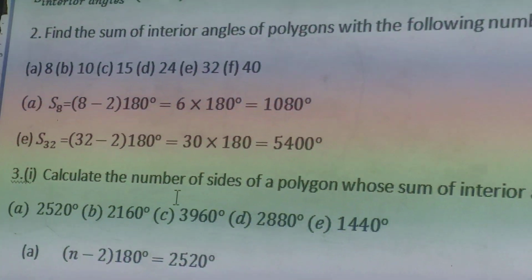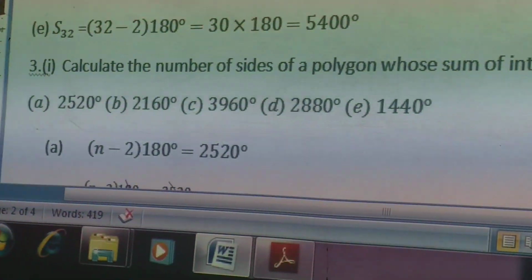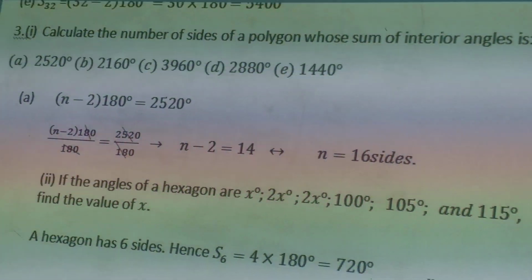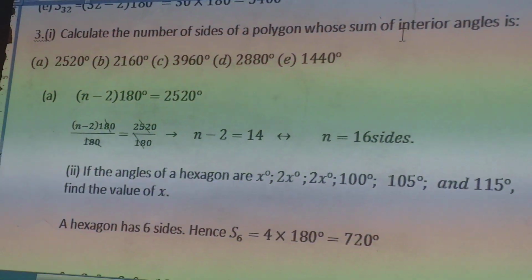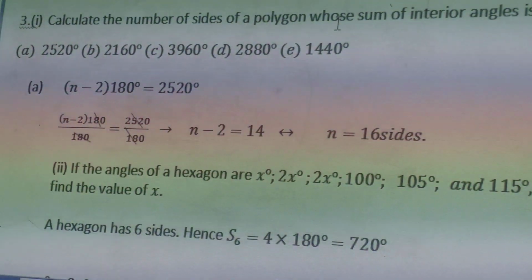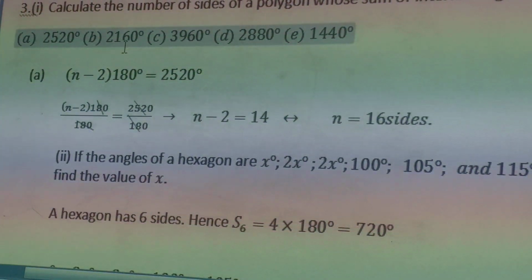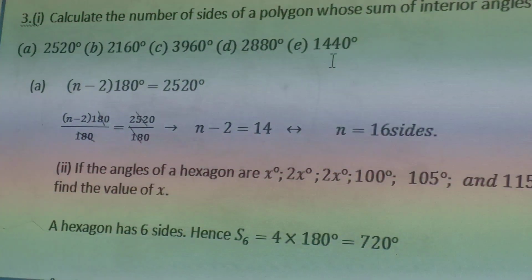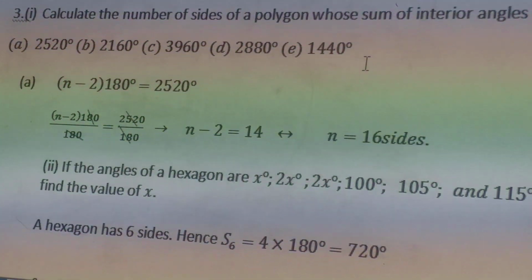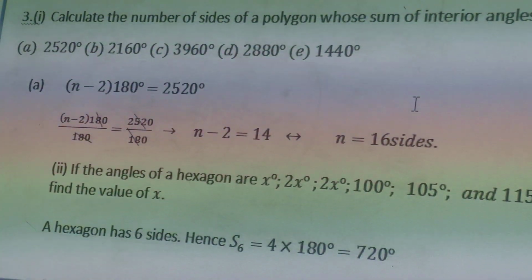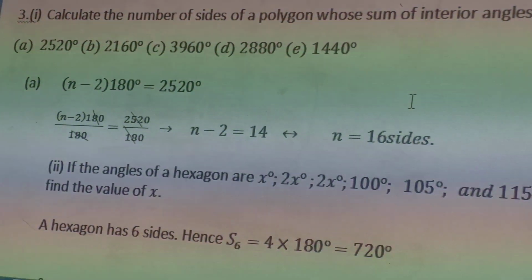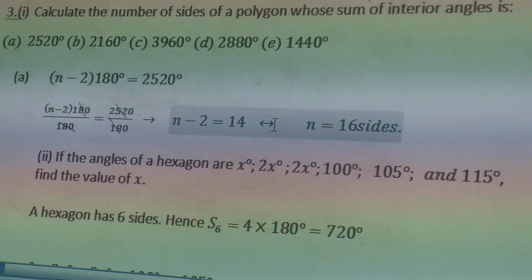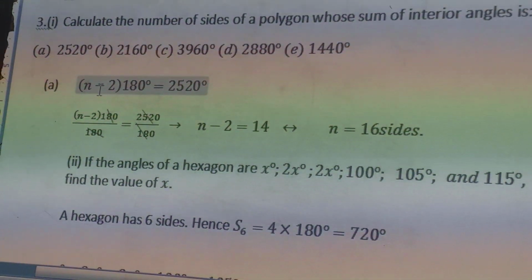Now you can also be given the sum of interior angles, and you will be asked to calculate the number of sides. Thus, calculate the number of sides of a polygon whose sum of interior angles is 2520, 2160, 3960, 2880, 1440. Again, I'm going to work out only one for you, and you are going to do the rest.